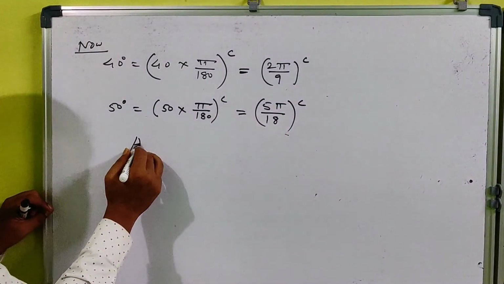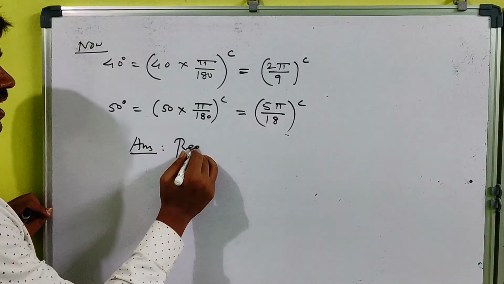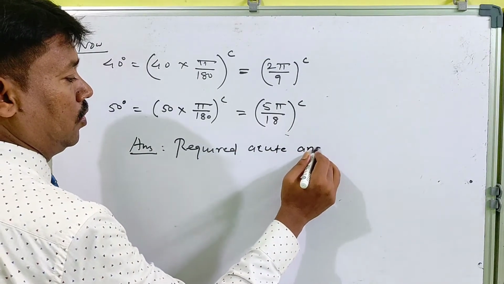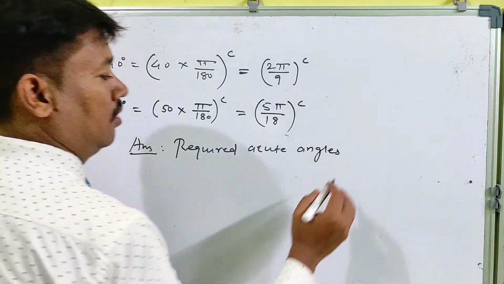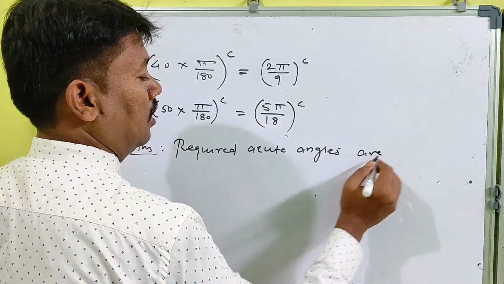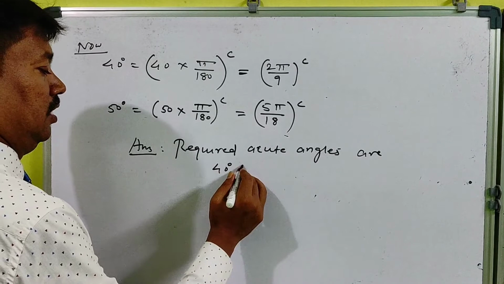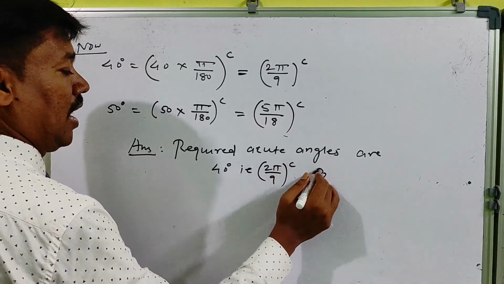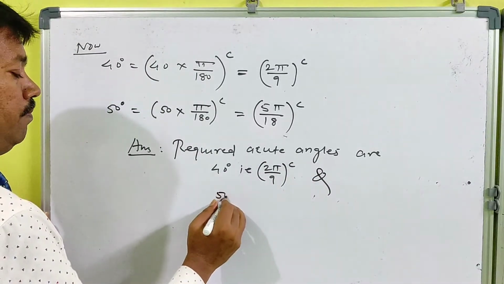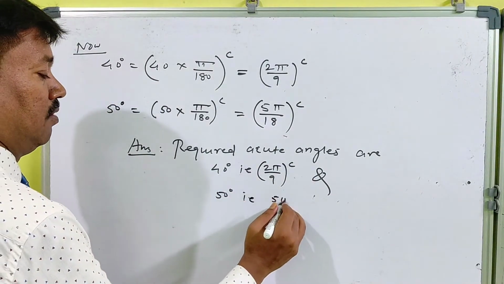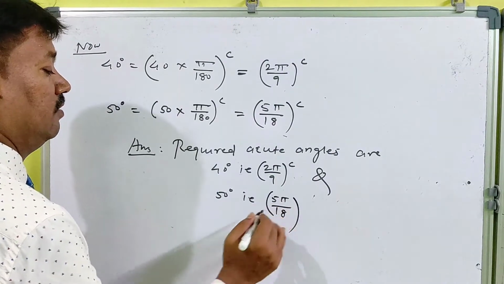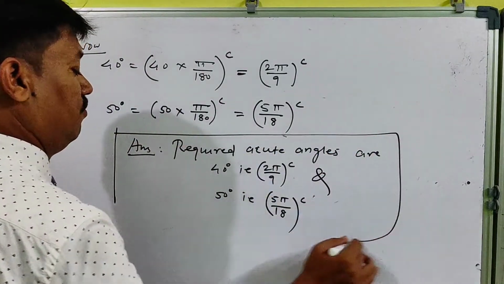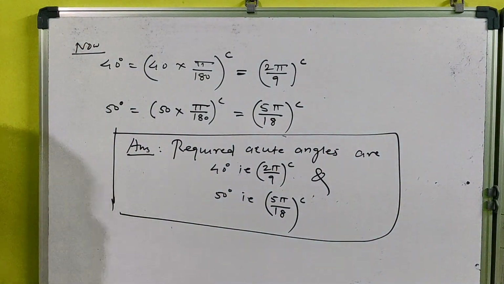So the required acute angles are 40 degrees, that is 2 pi by 9 radian, and 50 degrees, that is 5 pi by 18 radian. So this is your final answer for this particular sum.